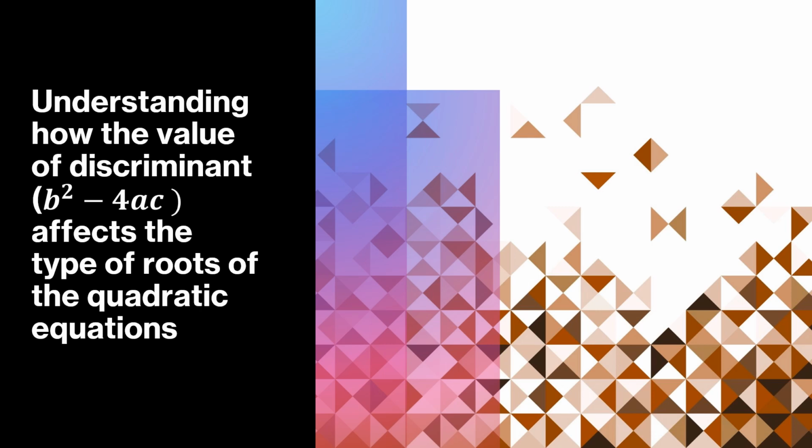Right, hi students. In today's video, we're going to understand how the value of the discriminant b squared minus 4ac affects the types of roots of the quadratic equations. Right, so before we can actually do a summary of how the discriminant affects the roots of the quadratic equation, let's solve some equations.